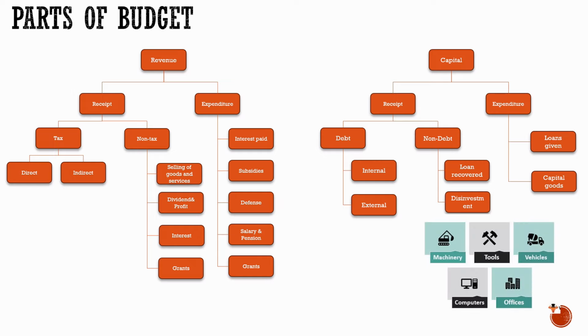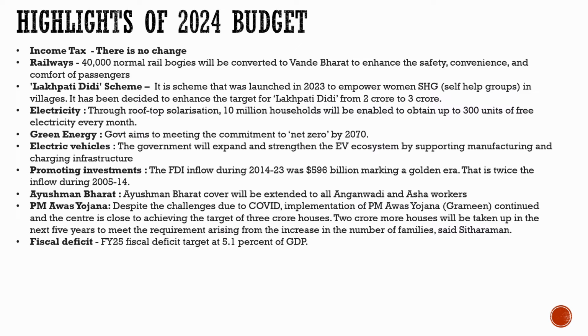Now let's look at the highlights of 2024 budget. Under income tax, there is no change. 40,000 normal rail bogies will be converted to Vande Bharat to enhance the safety, convenience and comfort of passengers. Lakpati Didi scheme was launched in 2023 to empower women self-help groups in villages. Now it has been decided to enhance the target for Lakpati Didi from 2 crore to 3 crore.